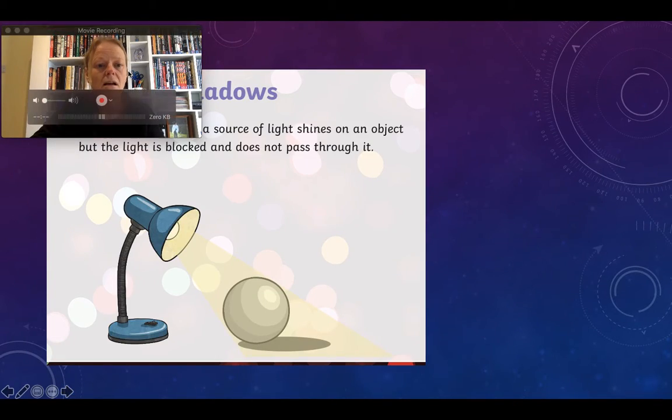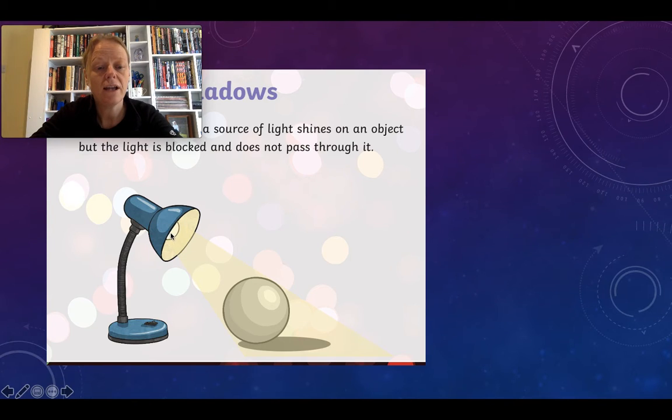So here you can see the picture of the light shining on an object which happens to be a ball. The ball blocks the light, and where the light has been blocked behind it, a shadow is formed. So essentially, a shadow is where the light cannot go. It's the absence of light.